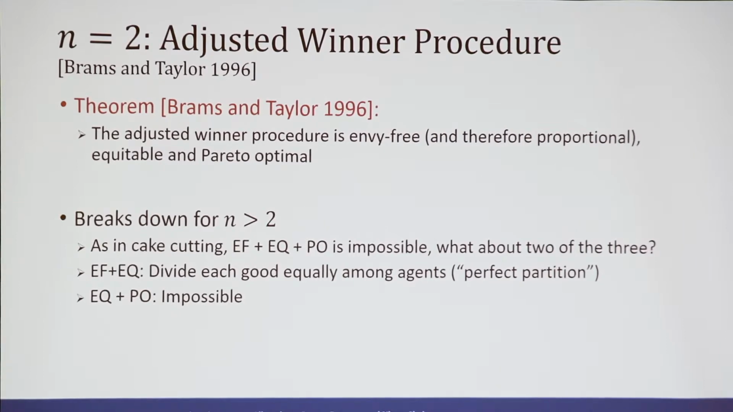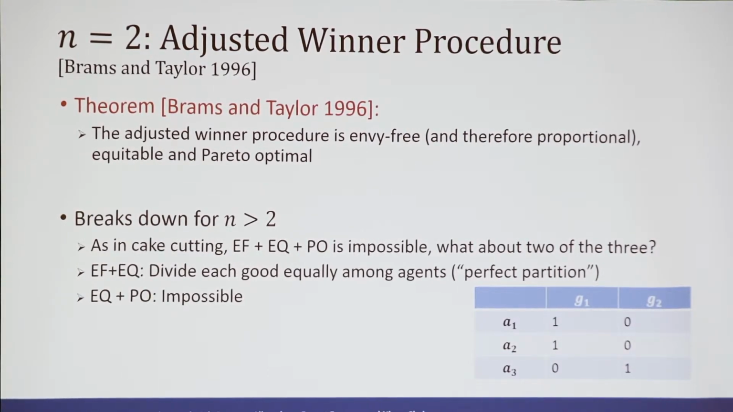What about EQ plus PO? Well, this actually stays impossible. There was a picture from the earlier slides, which when translated into this table form looks like this. Remember, Pareto optimality said we had to give good 2 to agent 3, so agent 3 got utility 1, and we had to divide this good amongst the other two agents. We couldn't give them both utility 1. So that's still impossible.